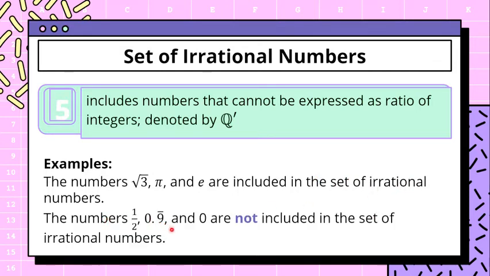So here, these are not irrational numbers. We have the following examples: 1/2, 0.9, and 0. As you can see, 1/2 is a rational number. Same way with 0.9, and 0 is a whole number, right? Therefore, they are not irrational. So these are only the irrational. Again, irrational means not rational. We cannot express that in the form of a fraction.